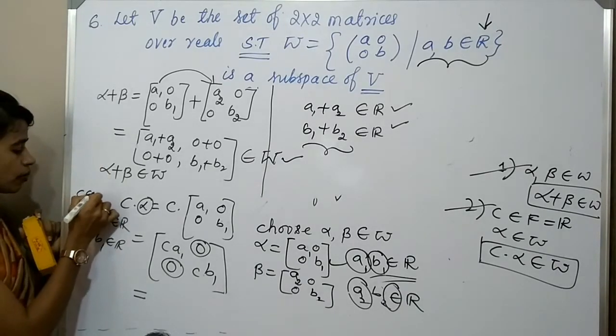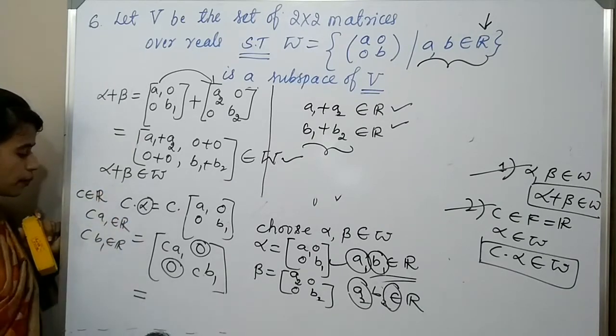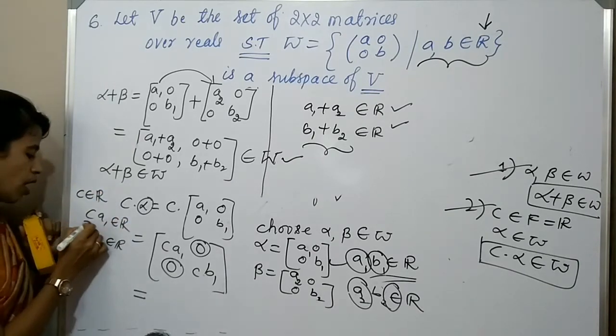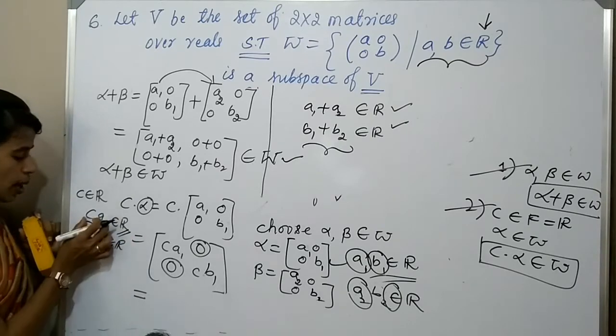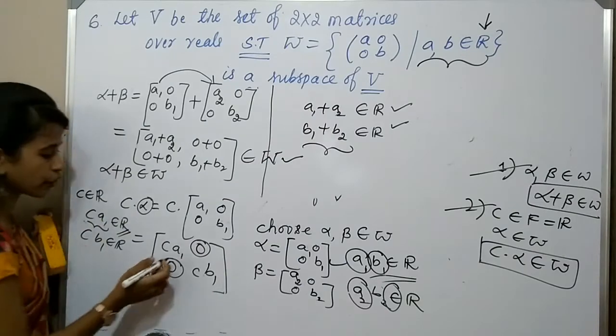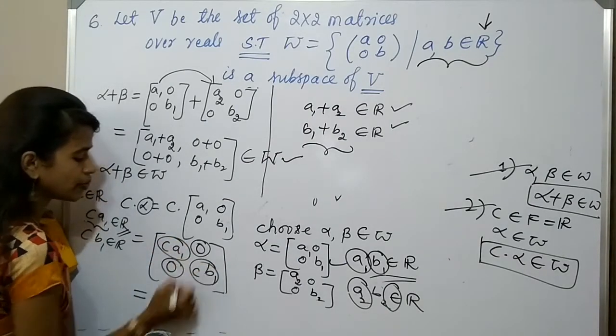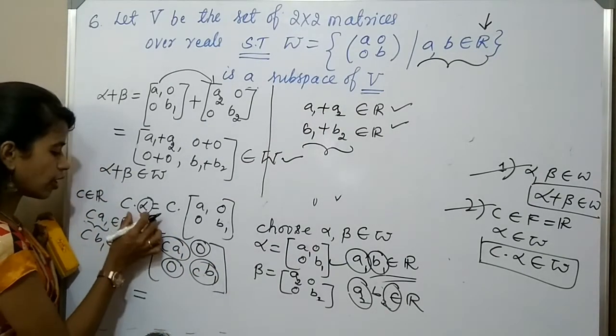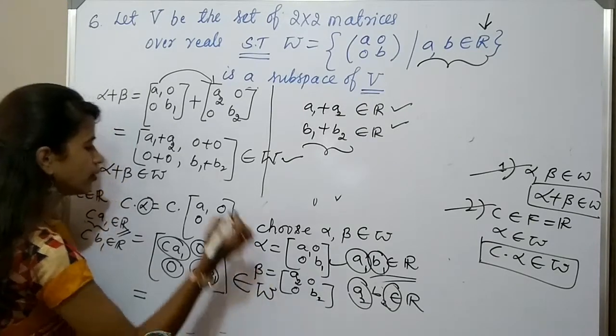Here C also belongs to the field R. What is the field? Here the field is R. So R is a field, therefore it is closed under addition and closed under multiplication, therefore clearly CA1 and CB1 belong to R. Therefore C dot alpha is an element of W.